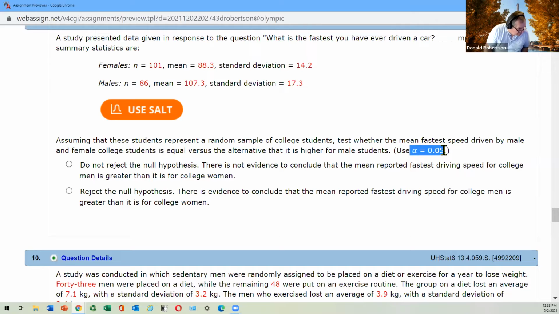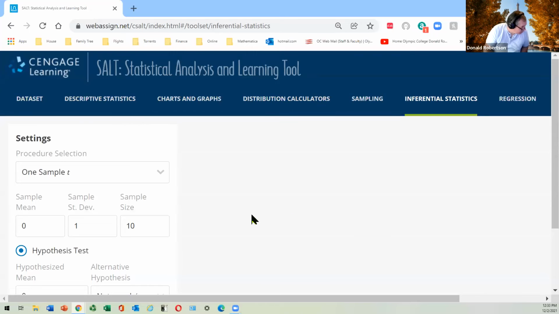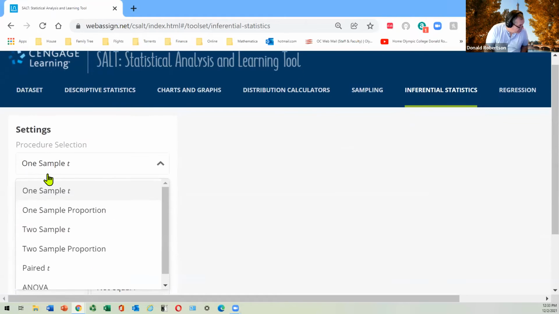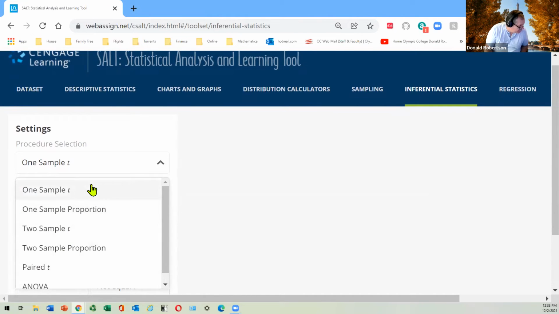We are going to assume that these represent a random sample of college students. We're going to use a significance level of 0.5, and there's your choices: do not reject the null or reject the null. So I am now going to take that guy out of the way. Can you see this fella? Now, inferential statistics is where you want to go when you're doing a hypothesis test from start to finish, all the way through, as we are here. Which one of these do you choose for the storylines that we are doing right now?